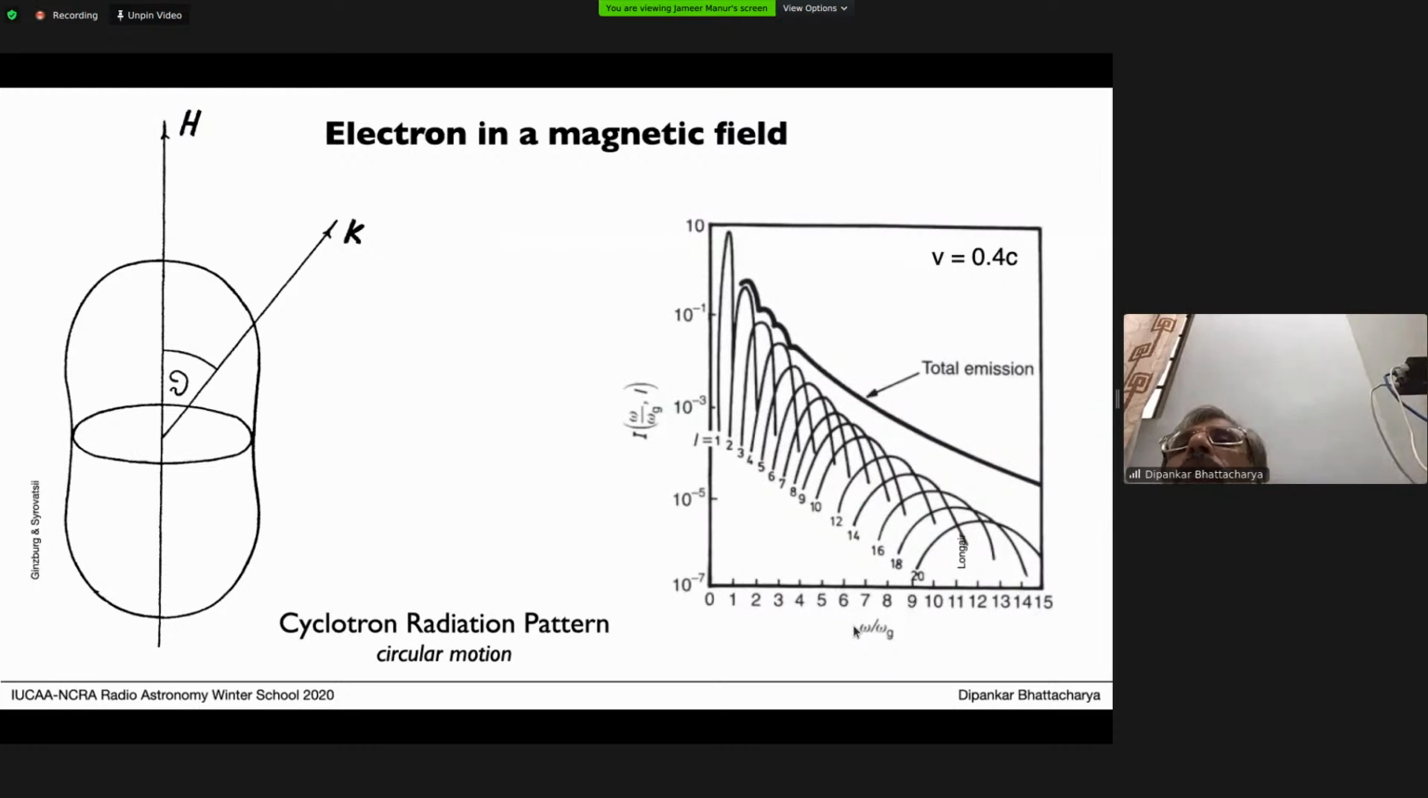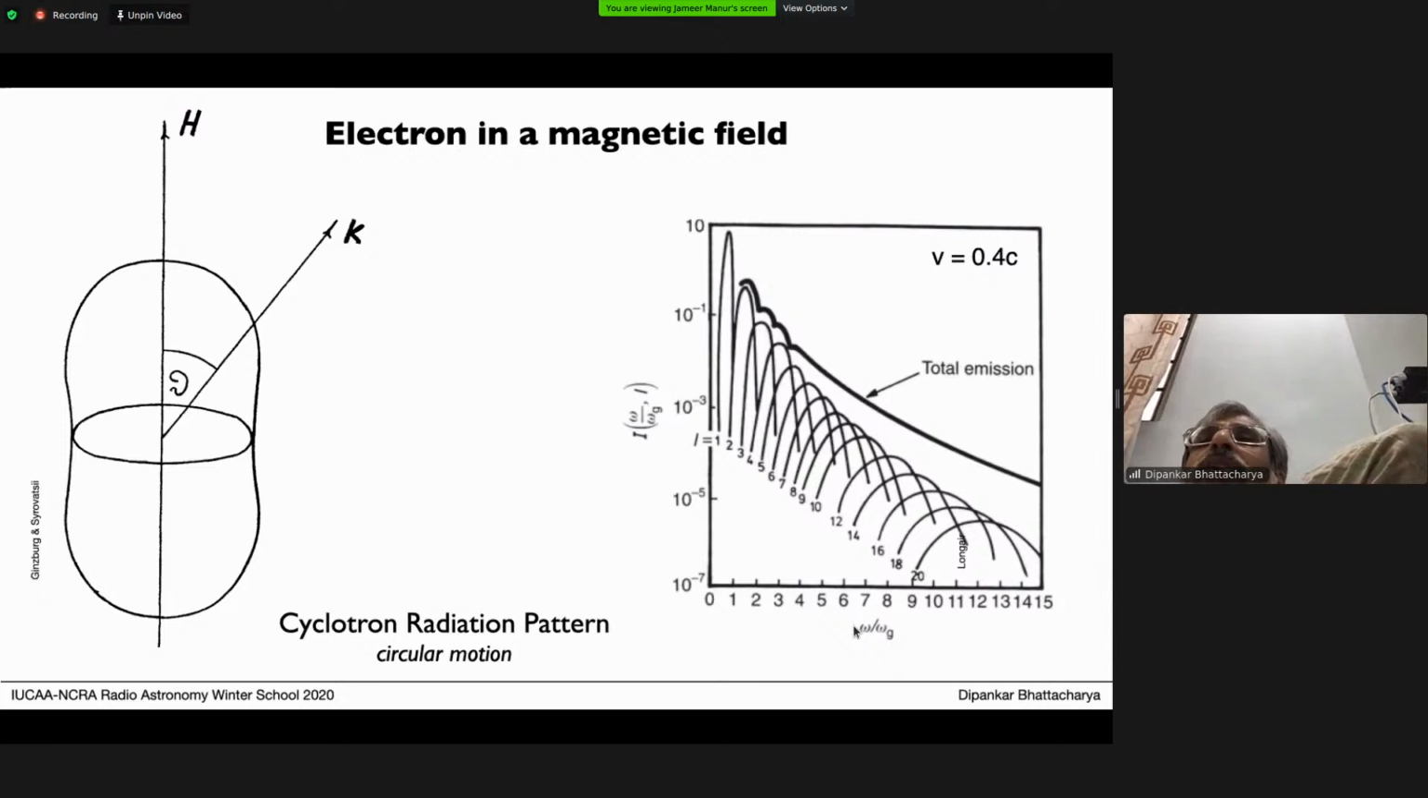The next source of acceleration an electron can experience in an astrophysical setting is the presence of a magnetic field. In the case of Bremsstrahlung, the acceleration was produced by the electric field of another charge. But here, the acceleration is provided by the Lorentz force that a magnetic field exerts on an electron. So if you have a magnetic field and the electron is moving perpendicular to it, the electron will execute a circular motion. And if the electron has a component of velocity along the magnetic field, then it will execute a helical motion.